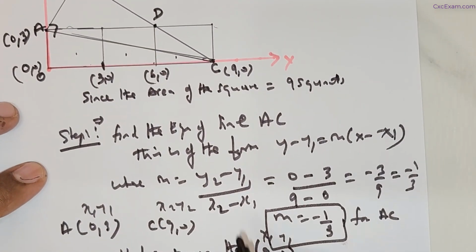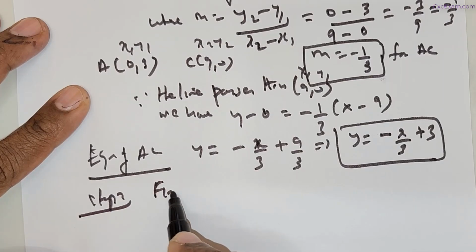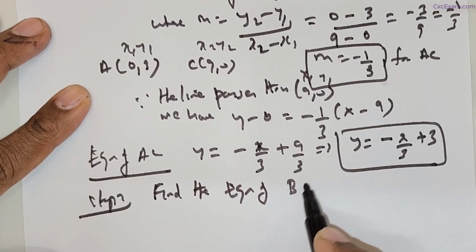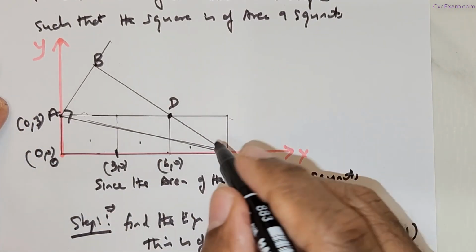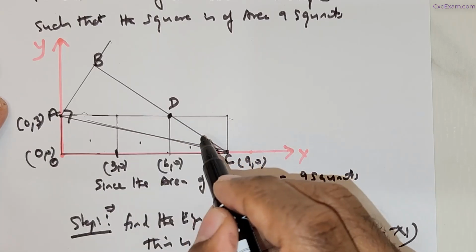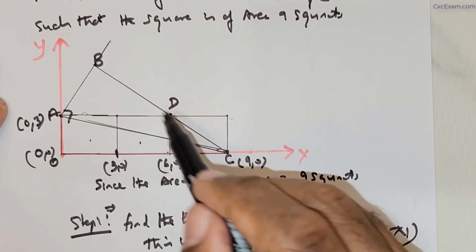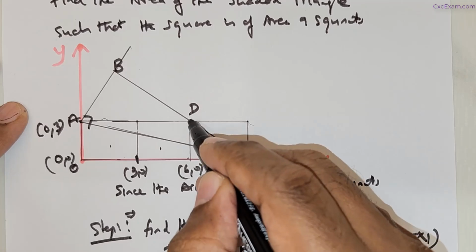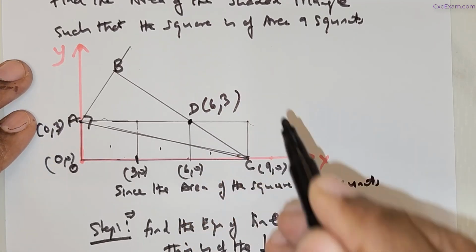Now let us find the equations. Okay, this is step 2. Find the equation of BC. Now how do we do that? Now you go to the point D. You see D is exactly at the intersection of the square and the triangle's hypotenuse, because this is given to be 90 degrees. Now this point for the x-axis is 6, this point for the y-axis is 3.